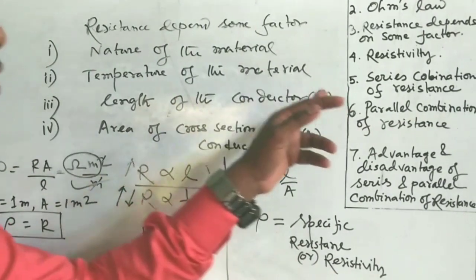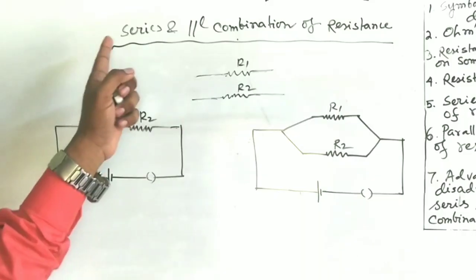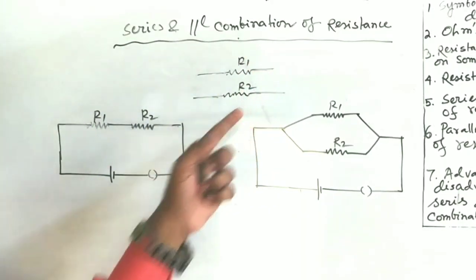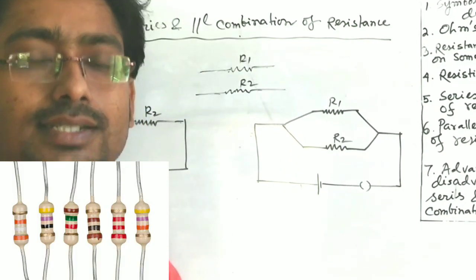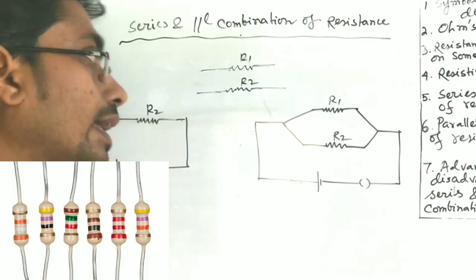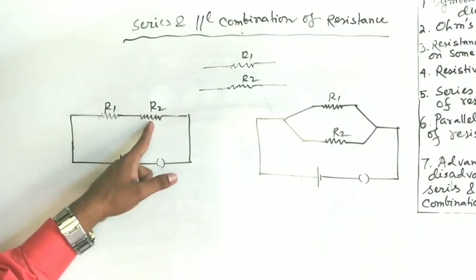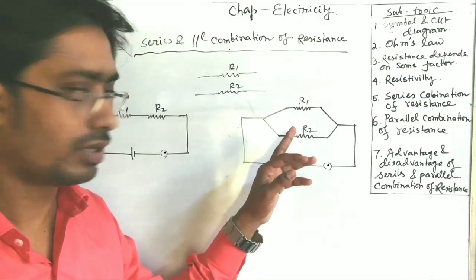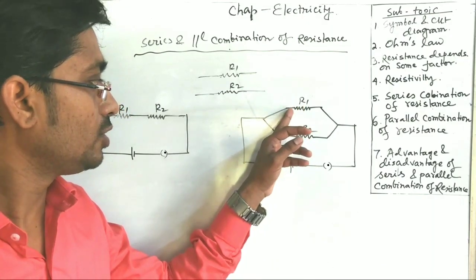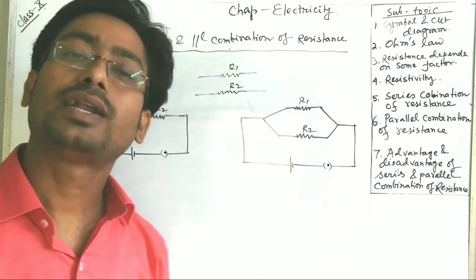Now go to number 5, series combination of resistance. So we have taken two resistors, R1 and R2. The resistors look like I have given in the inset. These are the actual resistors which are available in the market. And if we connect these resistances in this manner, R1 and R2, and make one circuit, this type of combination is known as the series combination. And you have seen that these two ends are connected together and the remaining two ends are connected together. This type of combination is known as a parallel combination of resistance.